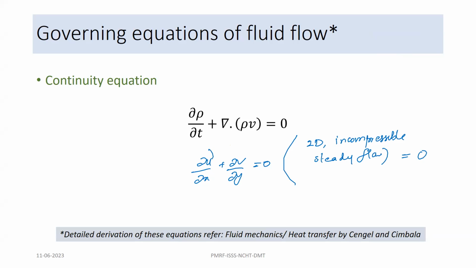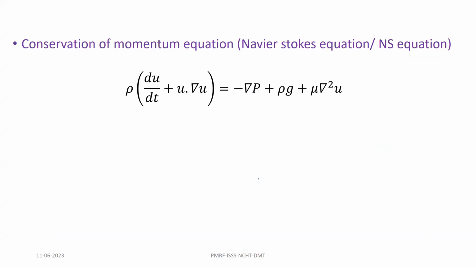So if you know the u and v components, you can check whether the flow is continuous by substituting in this equation. So that's the basic understanding. Then comes the conservation of momentum equation, or Navier-Stokes equation.